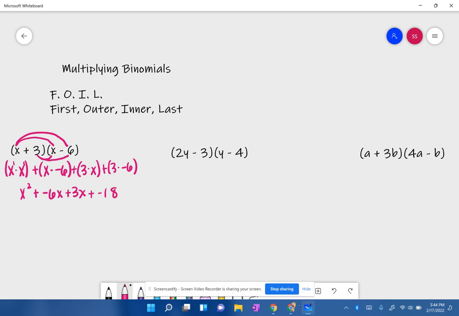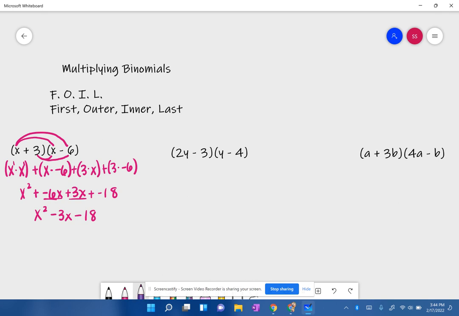And we can add our negative 6x and 3x together because they are like terms. Negative 6x plus 3x is negative 3x. And then plus negative 18, well, adding a negative is the same thing as just subtracting. So this would be our final answer, x squared minus 3x minus 18. Let's go to our next one.